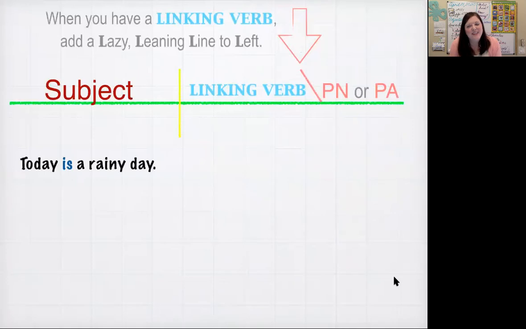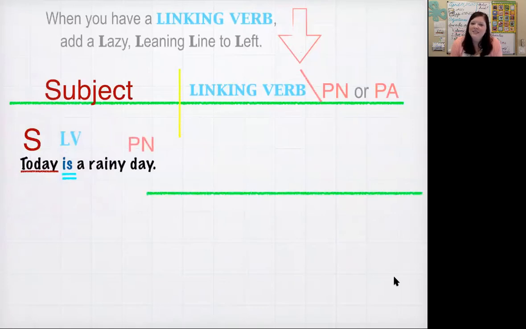Let's look at those sentences that I was just talking about. Today is a rainy day. Is still a linking verb. Today is still our subject. Day is still a predicate noun. We would draw our line. We would cut it in half. Today goes on the left. Is a linking verb. It goes where the verb goes. Because we have a linking verb, we need to have a lazy, leaning line to the left and write our predicate noun or predicate adjective right after that.